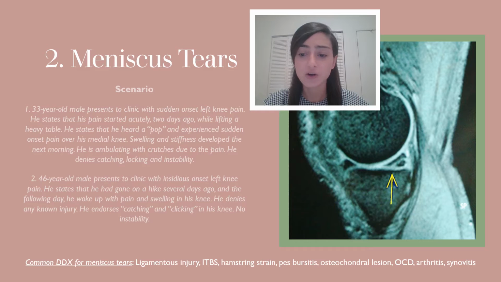Usually in acute onset meniscus tears, your differential can be pretty wide. So typically, I'll be thinking about meniscus tear, ligamentous injury, so possibly ACL or PCL, also MCL or LCL, versus possibly IT band syndrome, pes bursitis, or hamstring strain. And then in your elderly patients, you're thinking more about degeneration and arthritis as well.